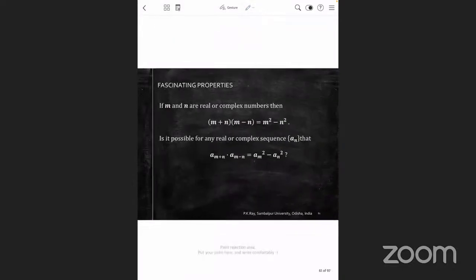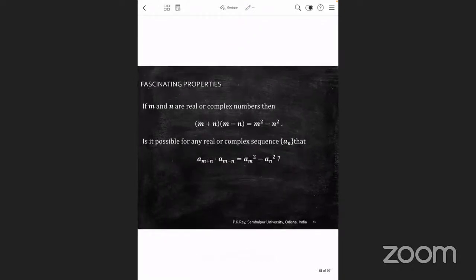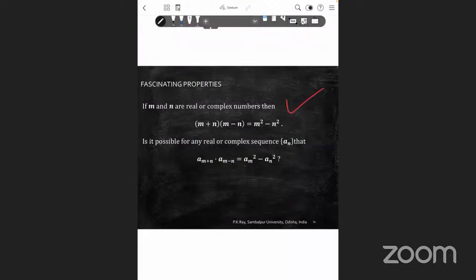Next question I want to pose. This is also a high school standard question: a plus b into a minus b is a square minus b square. So my question again, is it possible for any real or complex sequence an to satisfy the same type of property, that is, am plus n into am minus n is am square minus an square? That is my second question to you, friends.